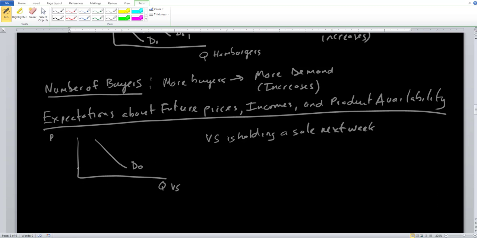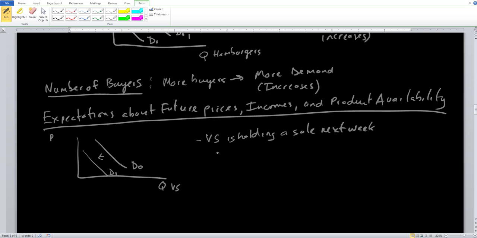So what happens to the current demand for Victoria's Secret? The current demand is going to decrease. So that's a pretty ugly demand curve. Let me redraw that one. So here, our demand curve is going to decrease from D0 to D1 because you're going to go ahead and wait. So anytime we draw out one of these demand curves, it's going to be for this particular moment in time. You know for sure that they're going to hold a sale. You know that prices are going to be lower. So therefore, you wait off. You don't buy their clothing right now. So your demand for their clothing does go down.